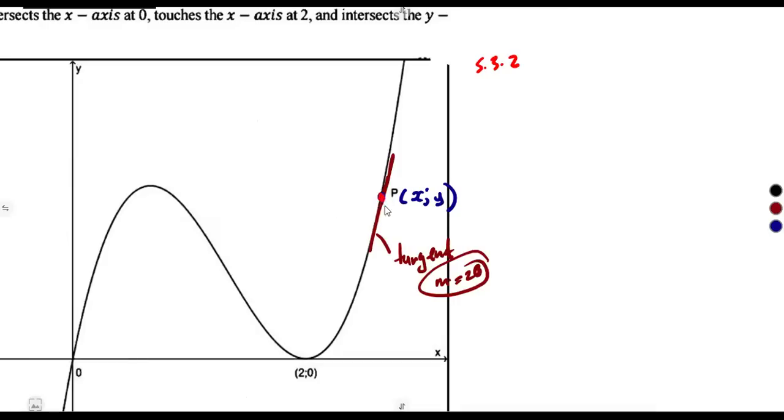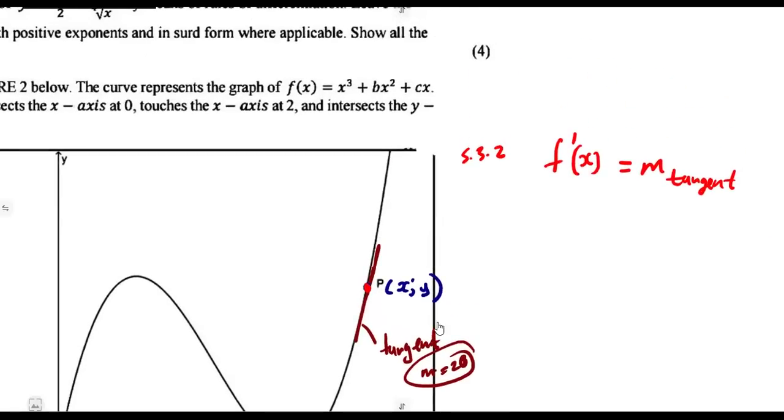Where P is, if they say this is a tangent, the condition of a tangent and a curve is that the gradient expression of our curve, the first derivative, must be equal to the gradient of the tangent. The gradient expression of a curve must be equal to the gradient of a tangent. That is the condition where we have a tangent. So we are going to need the first derivative from our f of x.